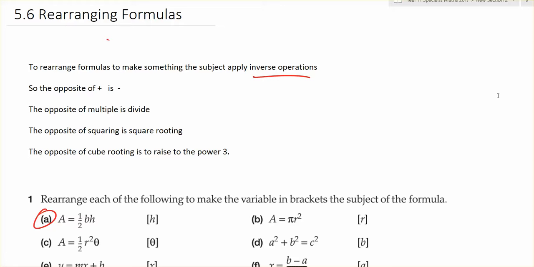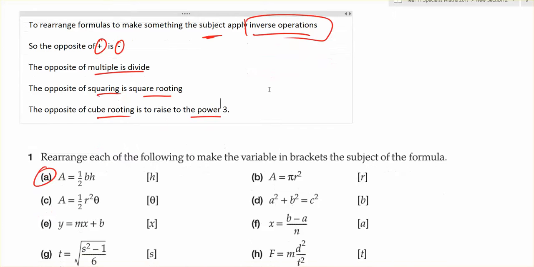The key to rearranging formulas is you need to know how to apply inverse operations to make something the subject. The opposite operation of plus is subtract, the opposite of multiply is divide, the opposite of squaring is square rooting, the opposite of cube rooting is to raise to the power 3. And what you do to one side, you need to do to the other. Those are the keys to successfully rearranging formulas.